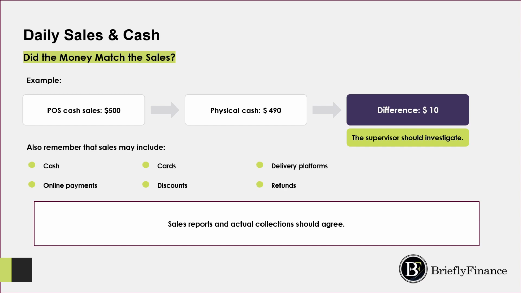Sometimes maybe a customer forgets to pay, or a customer ordered and the barista was distracted and they talked and the customer left without paying. This happens. So when there is a difference, the supervisor should investigate. And it can also happen with card payments.